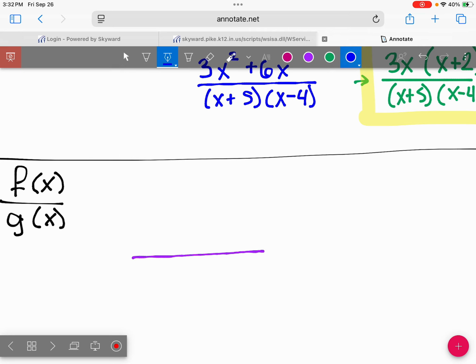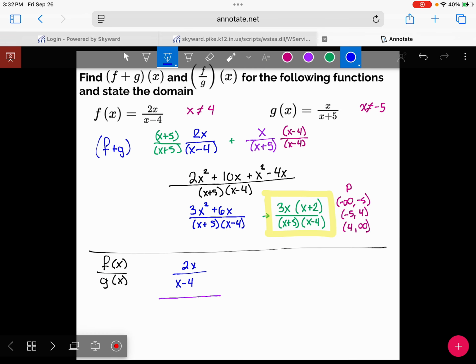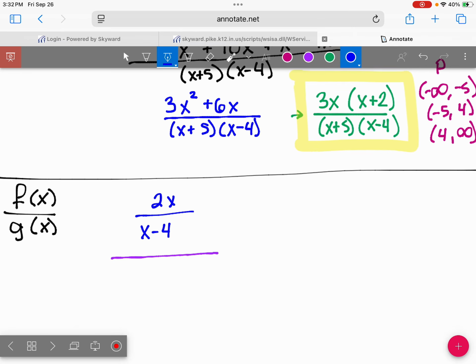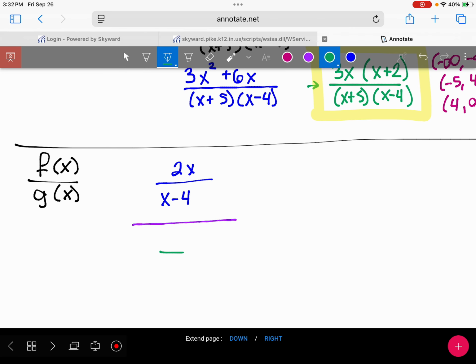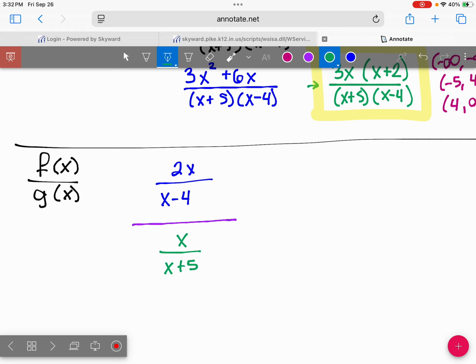So our f of x was that 2x over x minus 4. And our g of x is the x over x plus 5. So I'm going to set that up too. x over x plus 5. And that is nasty and unpleasant.